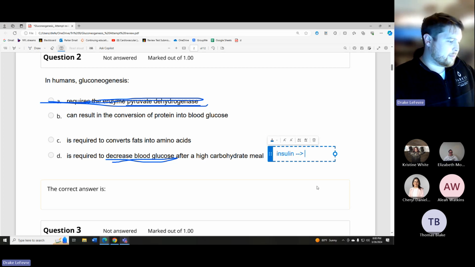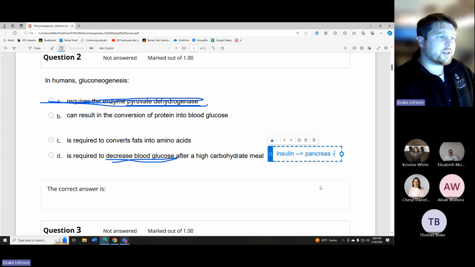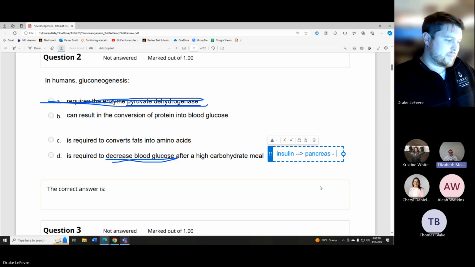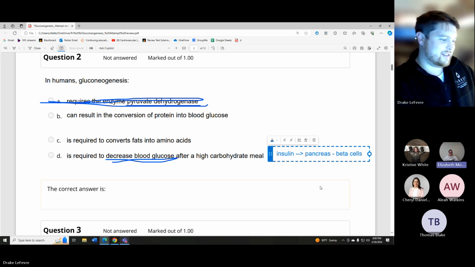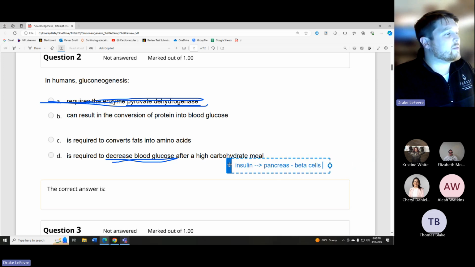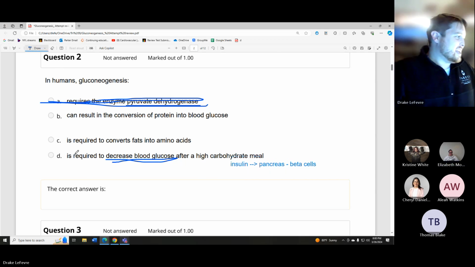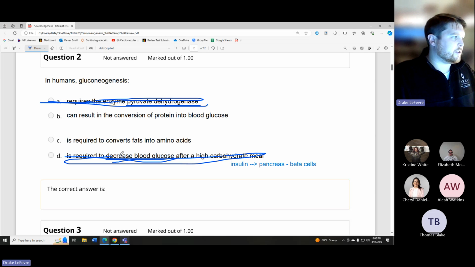Insulin is released from what organ? Pancreas. Specifically in the pancreas, what kind of cells produce insulin? Beta cells. The beta cells are found in what structures? Islets of Langerhans. There we go. And what's the name of the receptor that insulin binds to? Tyrosine kinase. Yeah, perfect. So if we have a whole bunch of carbohydrates and a whole bunch of glucose in our blood, there's no need to do gluconeogenesis, right? And now we're down to 2.